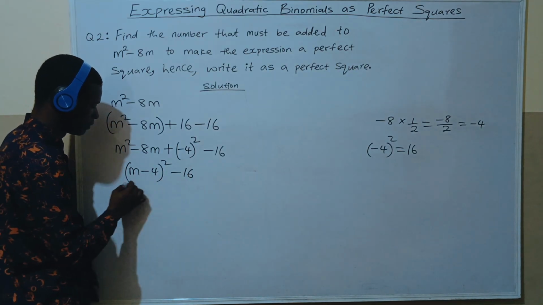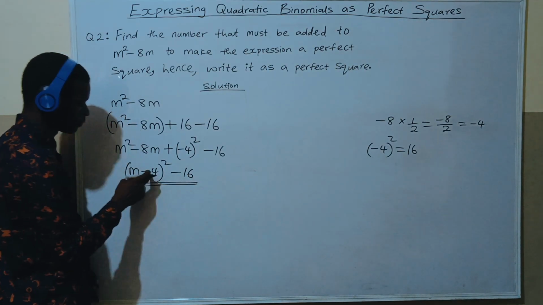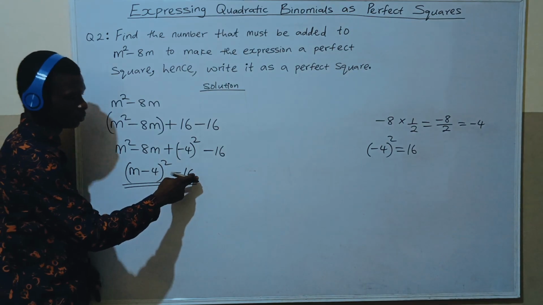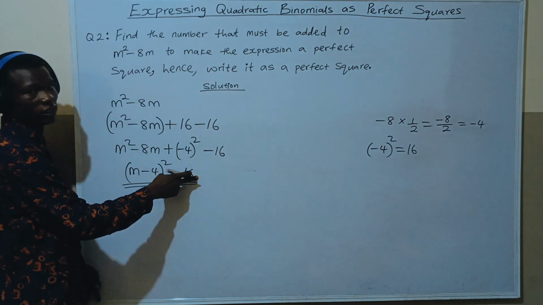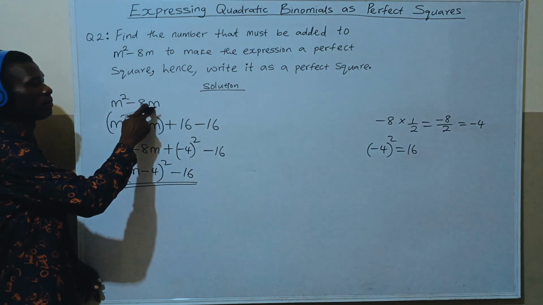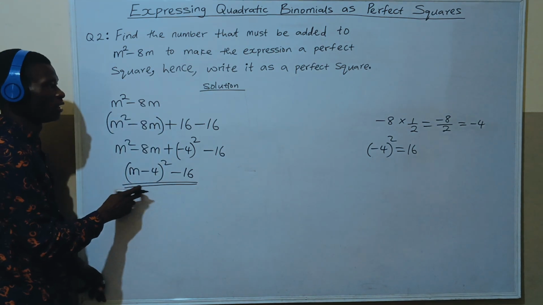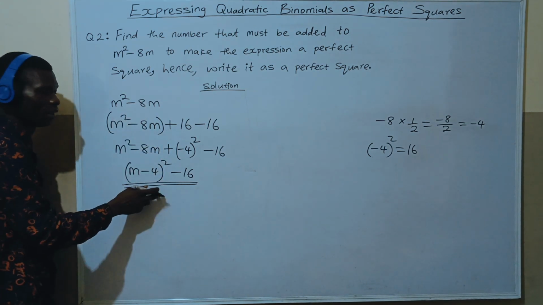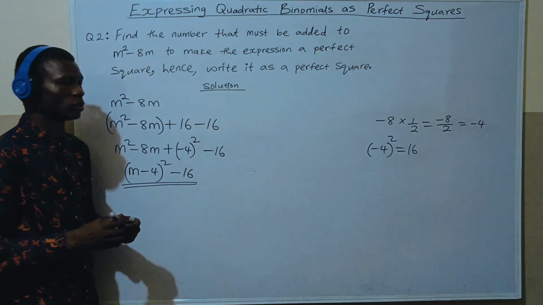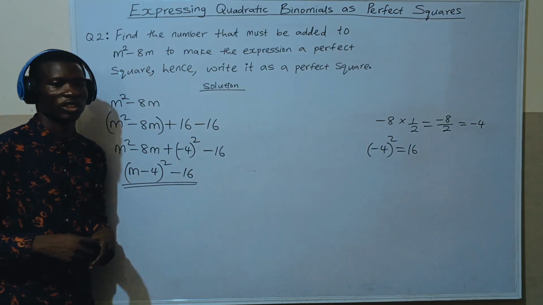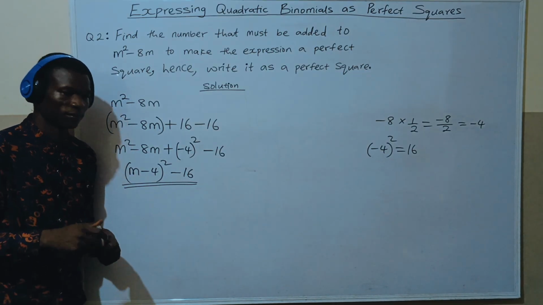Minus 16. It means that when we expand this bracket completely and we subtract 16 from the expansion, we'll be left with m squared minus what? 8m. So, but with what we have here, we've been able to write this expression as a perfect square. So that is question number 2. We'll proceed to question number 3.